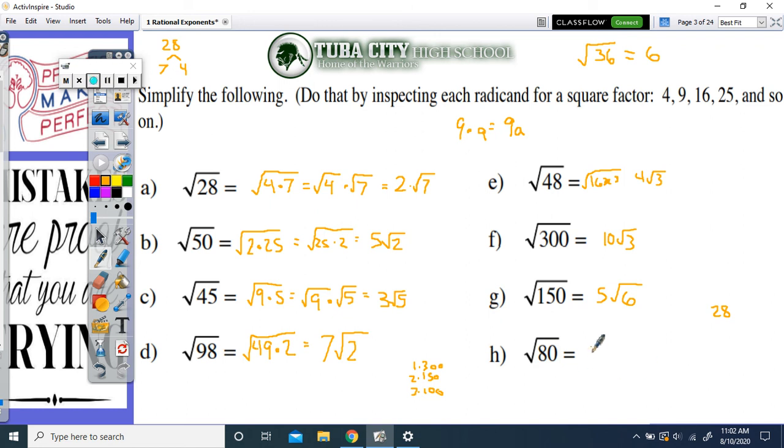So I can take the square root of 16, and that would be 4. And I'm going to leave the radical, which is 5, because I cannot take the square root of 5. There are no two numbers that I can multiply to get 5. So in this case here, we have 4 times the square root of 5.